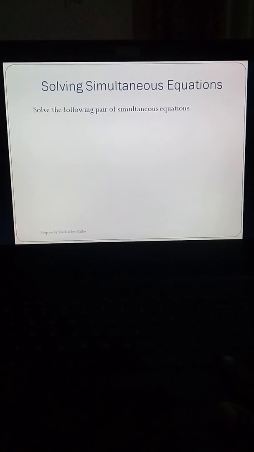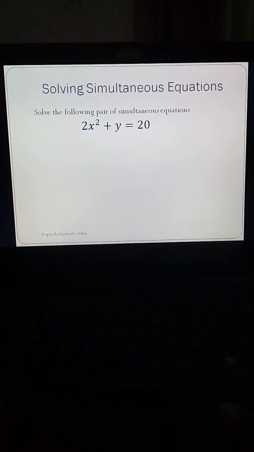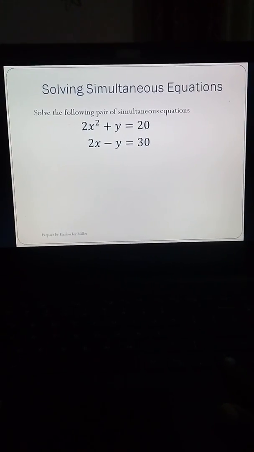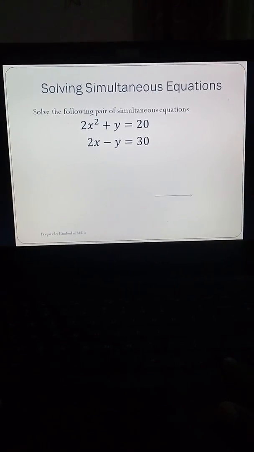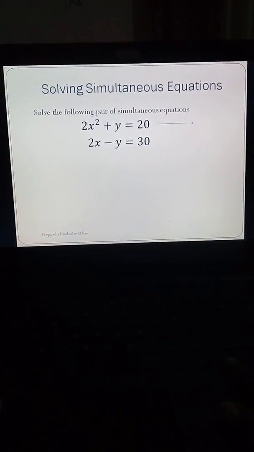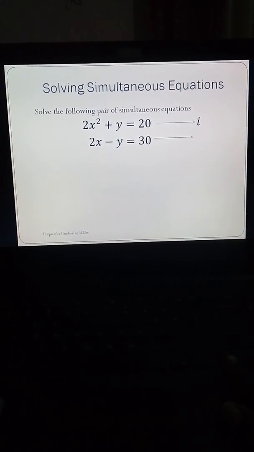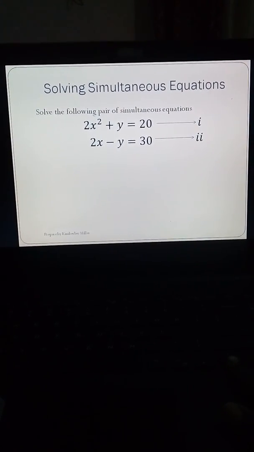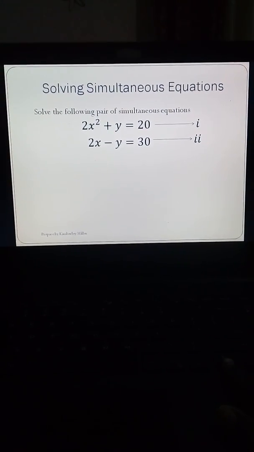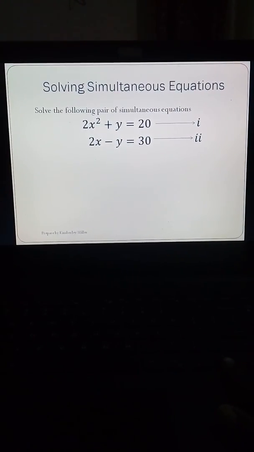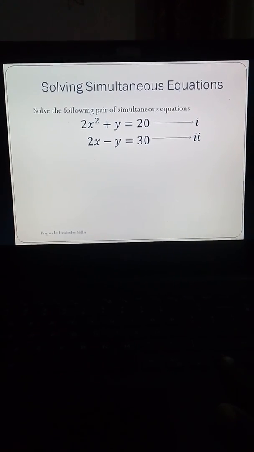Here we're going to solve a pair of simultaneous equations, one linear, one nonlinear. So we have our two equations. You are going to label them equation 1 and equation 2. You notice that equation 2 is a linear equation and equation 1 is nonlinear because it has x squared.